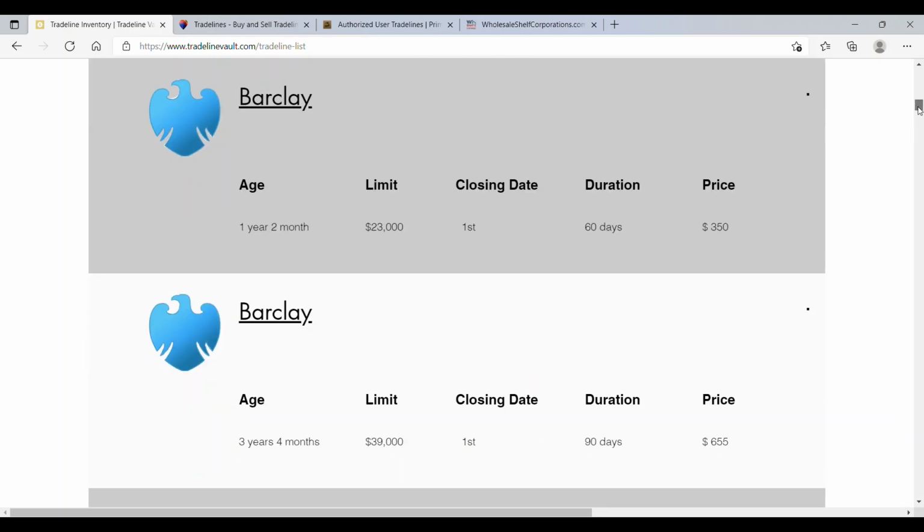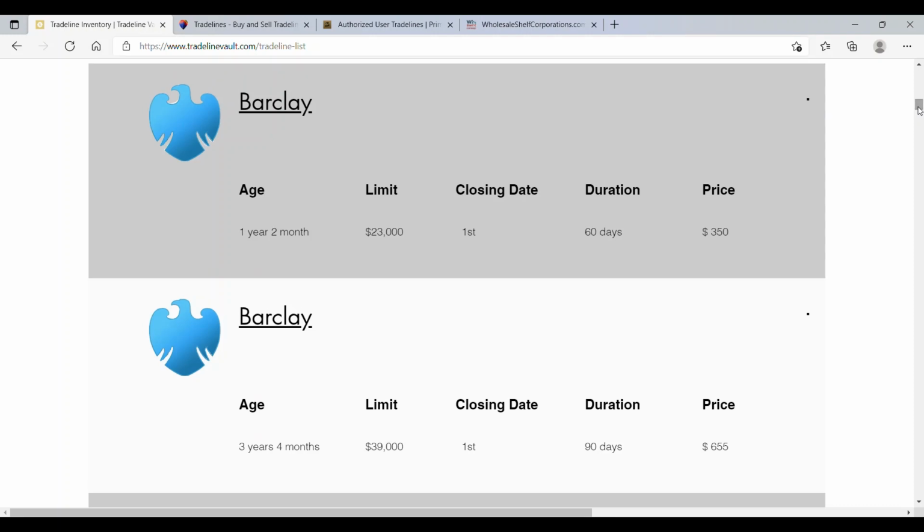Just check out the prices here. The prices will always change too, depending on what you are getting. Pretty much the older something is, the more money it will cost you. As you can see, this one has a higher limit than that one, but it costs more. That's because of the age.